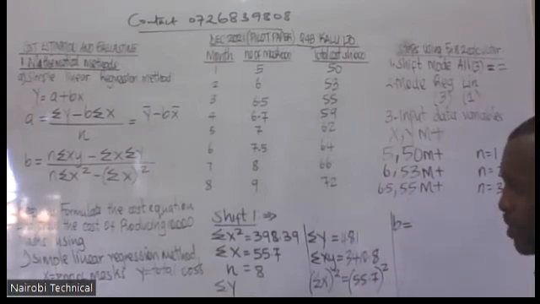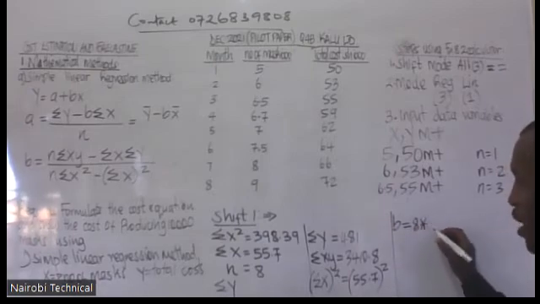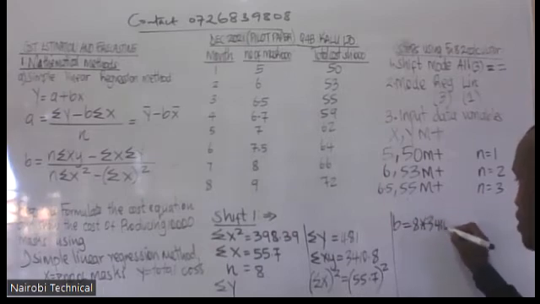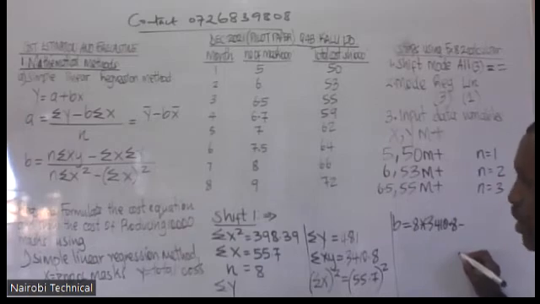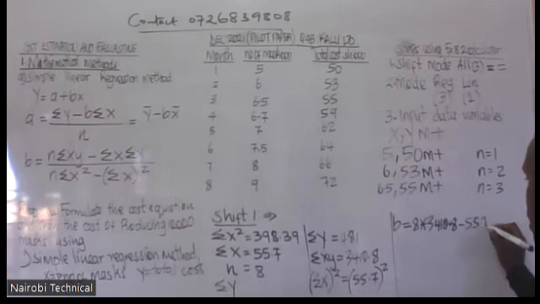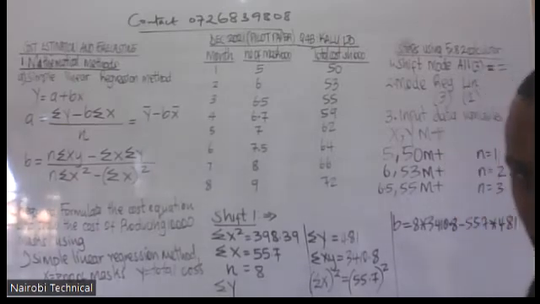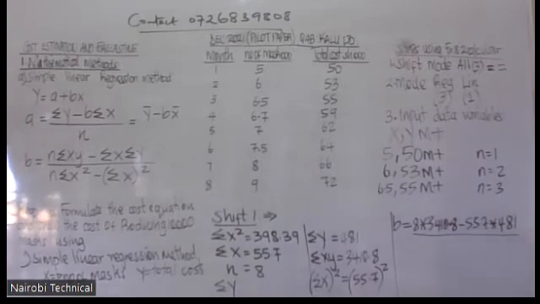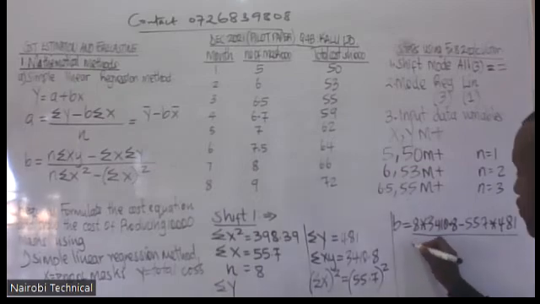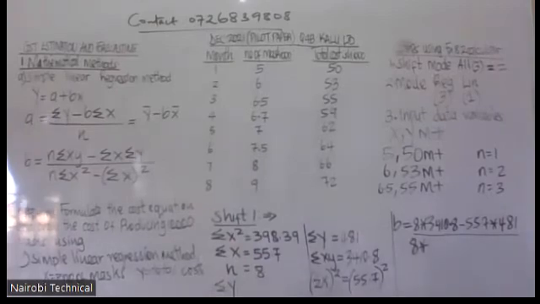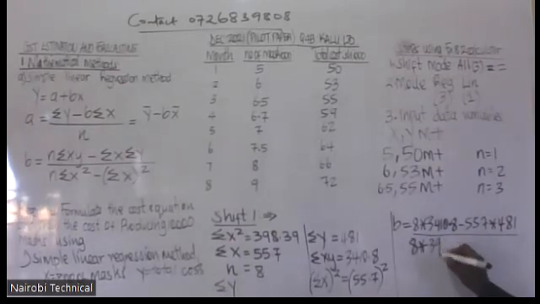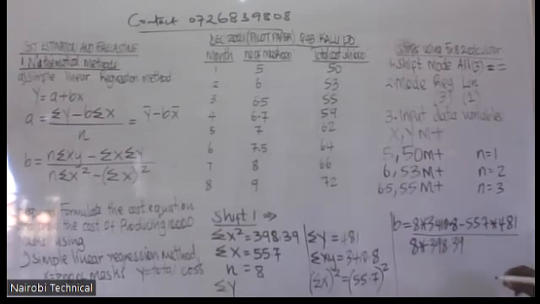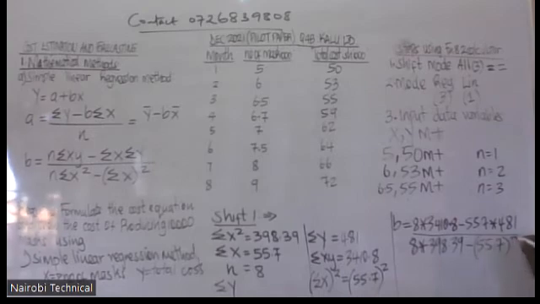For you to get the value of a, you must get the value of b. N is 8. Summation of xy is 3410.8 minus the summation of x, which is 55.7, multiplied by the summation of y, which is 481. Remember, you're just substituting. You divide by n, which is 8. Then the summation of x squared, 398.39, minus the summation of x squared, which is 55.7 squared.